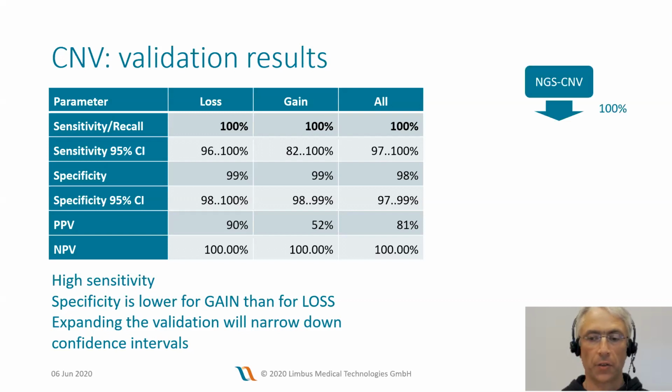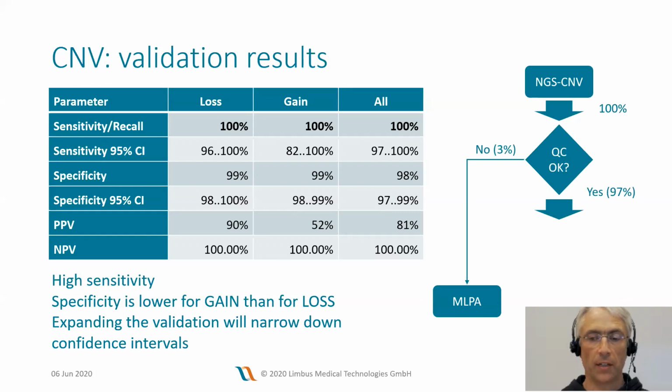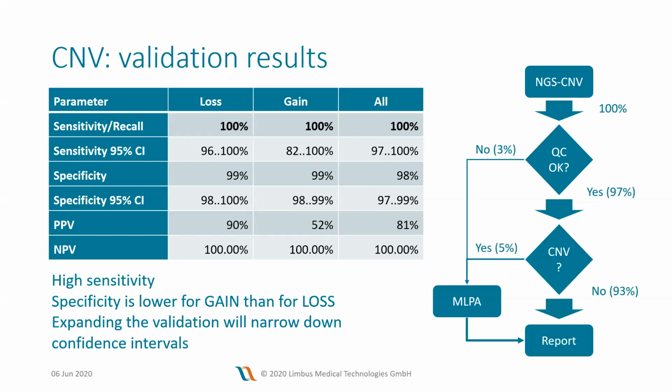On the right-hand side, you can see the workflow as it may be implemented in the lab based on this validation. All samples are undergoing the NGS-CNV analysis. A quality control check determines if the CNV analysis can be performed. The negative cases can be determined very quickly, since we confirmed 100% sensitivity. If necessary and if available, confirmatory testing can be performed.